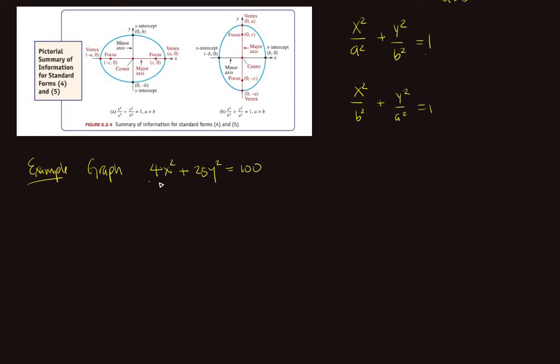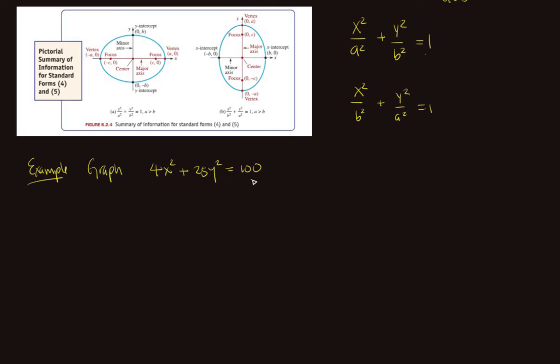Let's do this example. Graph 4x squared plus 25y squared is equal to 100. This does not look like either of these two equations of an ellipse, aligned along the x or y axis, but we have to turn this into that equation. First thing you have to notice is that the equation of an ellipse is always equal to 1. The other thing is that which axis the ellipse is aligned along depends on the denominators. If a is bigger than b, then it is aligned along the x-axis. In this case, if b was bigger than a, then it would be aligned along the y-axis.